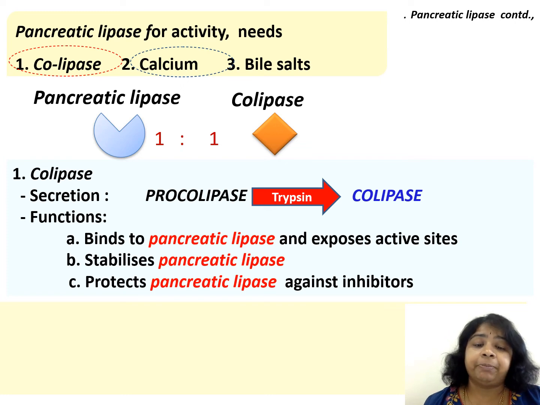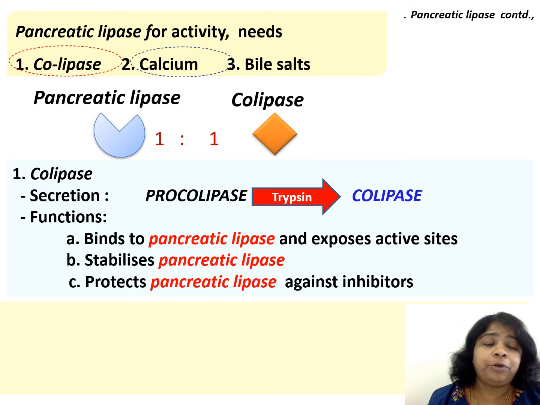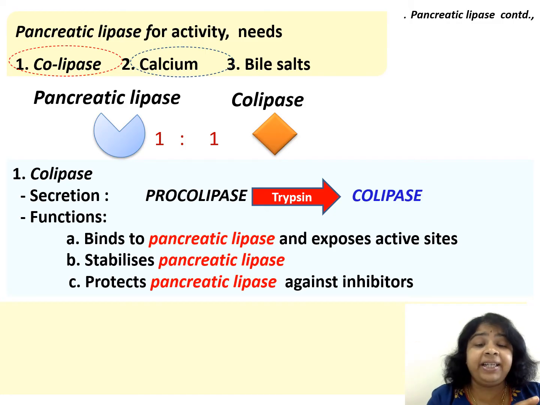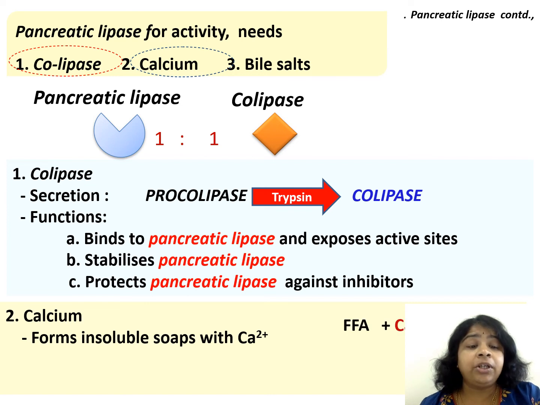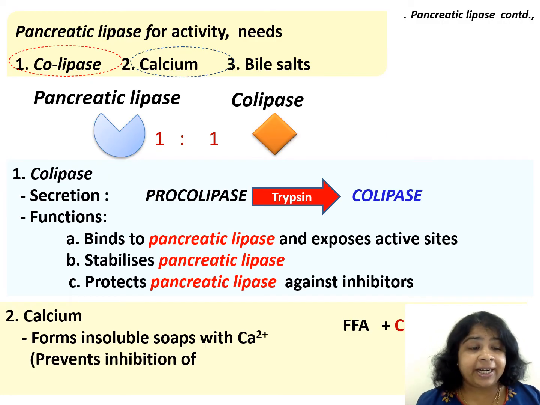Now coming to calcium. By the action of lipase, we have seen that free fatty acids are going to be released. So once there is a larger amount of free fatty acids released, this can cause a feedback inhibition and prevent further action of lipase. That is, the accumulation of these free fatty acids can inhibit the action of lipase. So to prevent this from happening, calcium is going to bind to these fatty acids and form insoluble soaps. Calcium will bind to it and form soaps, which relieves the inhibition on pancreatic lipase.